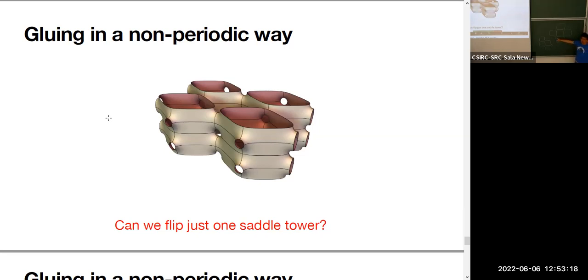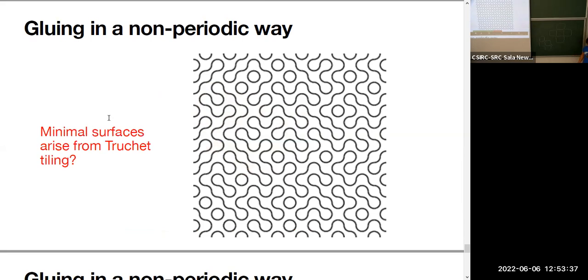This was at phase 0. I now flip it to phase pi. Or can I do this? I flip just one. Can I flip just one saddle tower in these two examples? And I'm very crazy. This is a very famous pattern, and it's non-periodic, it's disordered, it's chaotic. And so I had this chaotic configuration for catenoids. Why can't I have this?